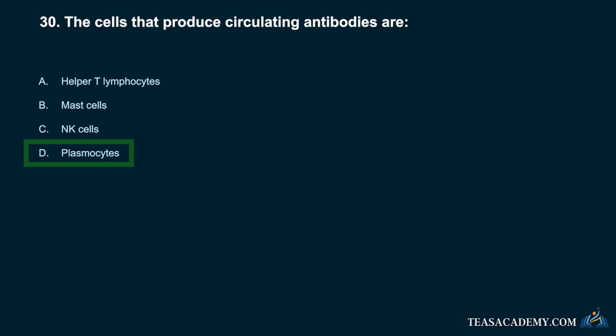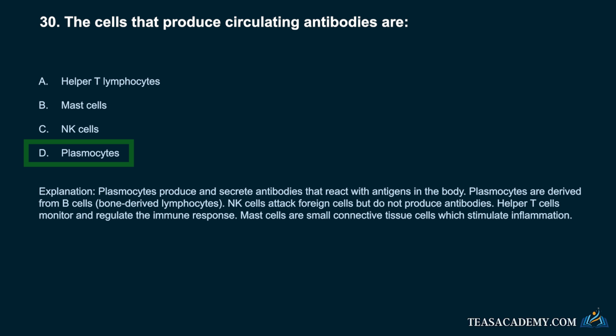Correct answer, D. Plasmacytes. Plasmacytes produce and secrete antibodies that react with antigens in the body. Plasmacytes are derived from B cells, bone-derived lymphocytes. NK cells attack foreign cells but do not produce antibodies. Helper T cells monitor and regulate the immune response. Mast cells are small connective tissue cells which stimulate inflammation.